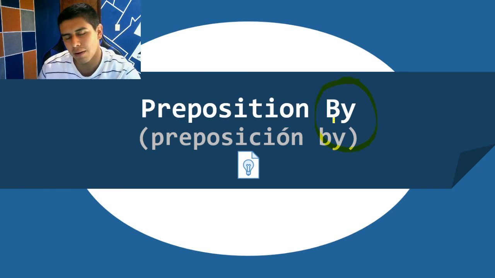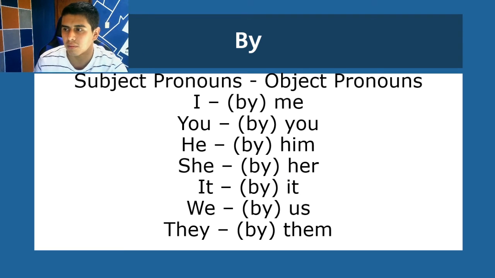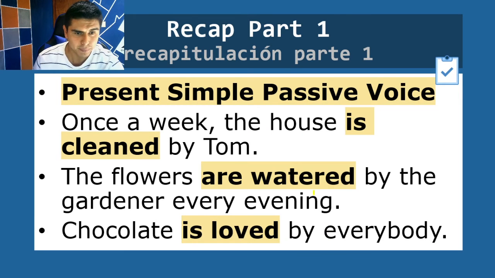So by now you already know what the preposition by is doing in these sentences, but let's just recap that. We're going to use the subject pronouns, and when we're using passive voice, we're going to use by plus an object pronoun. So let's verify what are the equivalences for that. I, me, you, he, him, she, her, it, we, us, they, them.